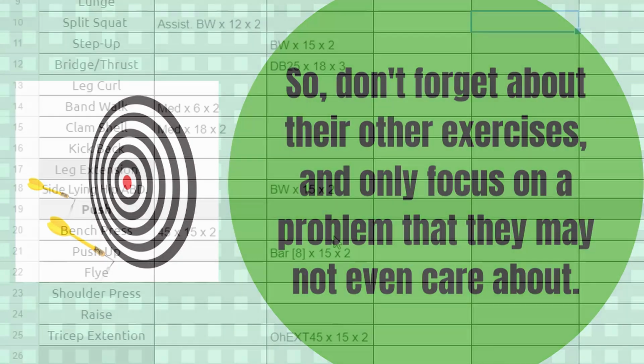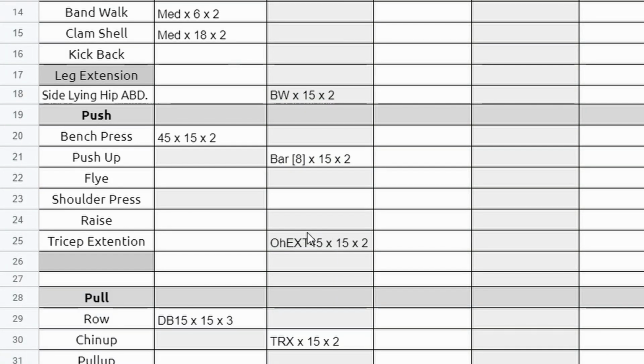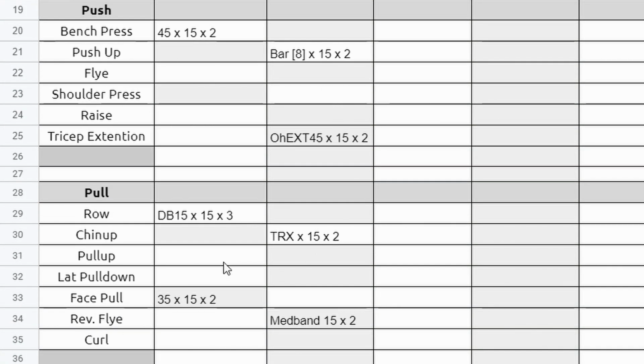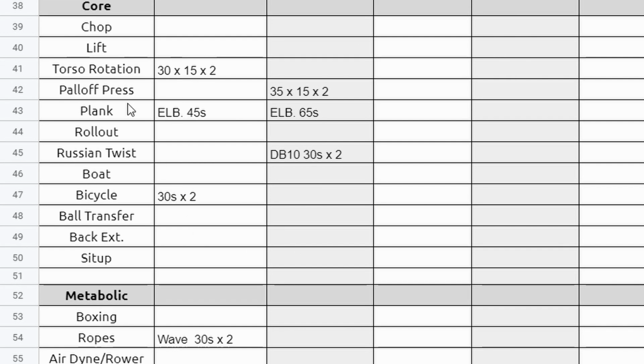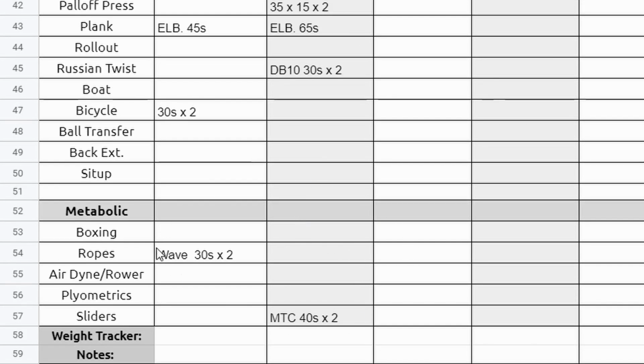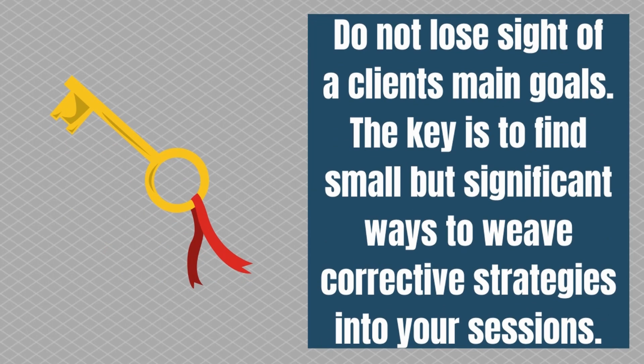You can see with this client, I've still spent a lot of time doing upper body, pushing and pulling. We've also spent a good amount of time doing some core moves, and we've thrown in a few metabolic moves as well. Do not lose sight of a client's main goals. The key is to find small but significant ways to weave corrective strategies into your sessions.